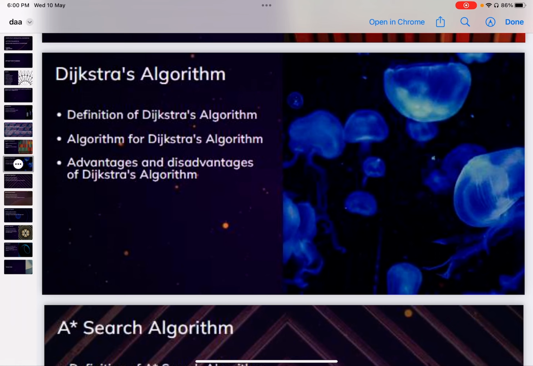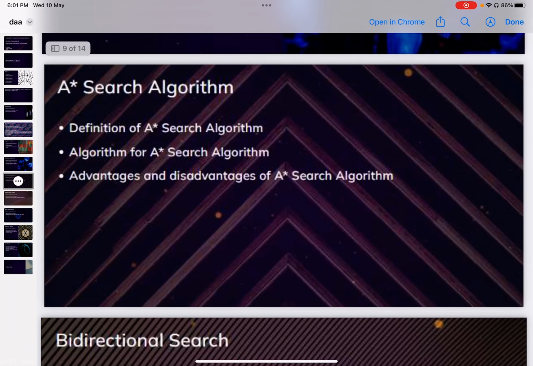And the next algorithm is A star. The A star search algorithm is a heuristic search algorithm that finds the shortest path between nodes. The algorithm uses a heuristic function to estimate the cost of the path from the current node to the goal node. That means it will estimate the cost between the node where we are starting and the ending node. The advantage of the A star algorithm is that it is efficient and works well on large graphs, but it may not find the shortest path if the heuristic function is not admissible.